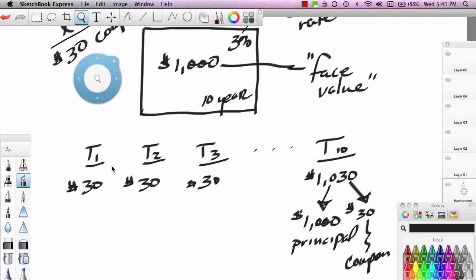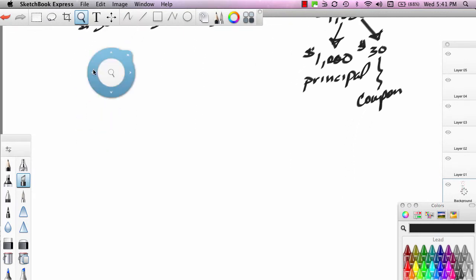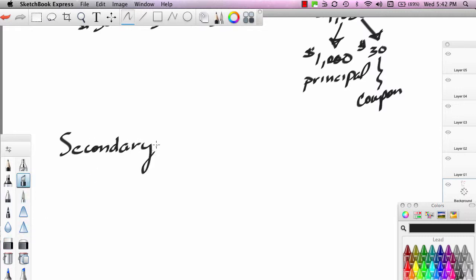So let me go ahead and write some of this out so you have it. If the bond is sold before maturity, it's sold where? In the open market or secondary market. So the secondary, all right, we have to spell words correctly, or students won't believe we know what we're talking about. So secondary or open bond market.